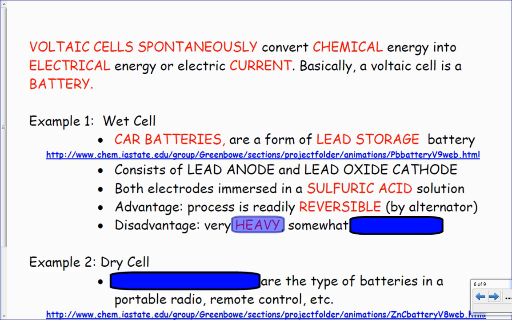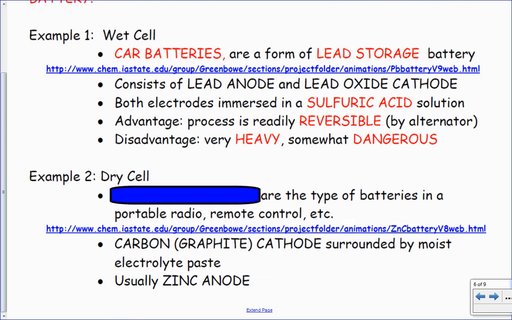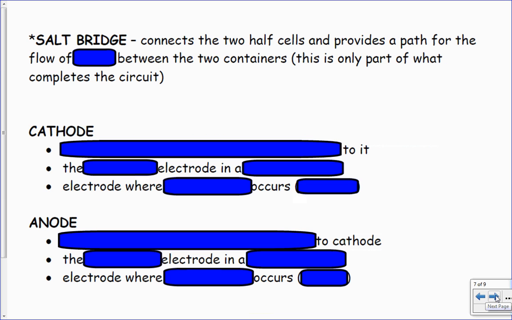The reaction is reversible. Okay, the disadvantage, they're heavy and somewhat dangerous. Reversible, the alternator keeps them going. Okay, so it doesn't just end, which is nice. Your car battery, you don't want it to work one day and die out like your Energizer batteries would. That would be bad. Dry cells, a little bit different. Dry cell batteries, like those in your portable radios, the little tiny, what do they call them, lithium batteries and stuff like that. Those are all dry cell batteries. There's nothing really wet going on in there too much.